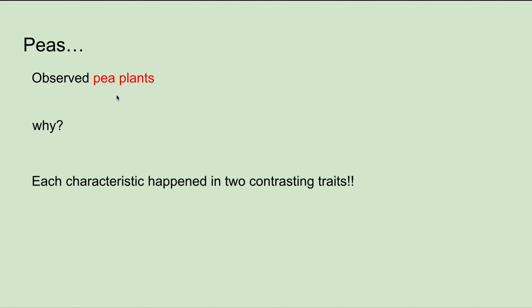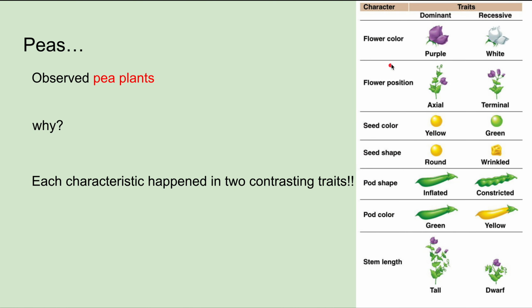So he chose pea plants to observe. Why, you might ask? Because each characteristic happened in two contrasting traits. I have a chart here, for example. They're very different from each other. We have flower color, one is purple, one is white. Seed color, one is yellow, one is green. One is round, one is wrinkled. It's one or the other. There's no in between.